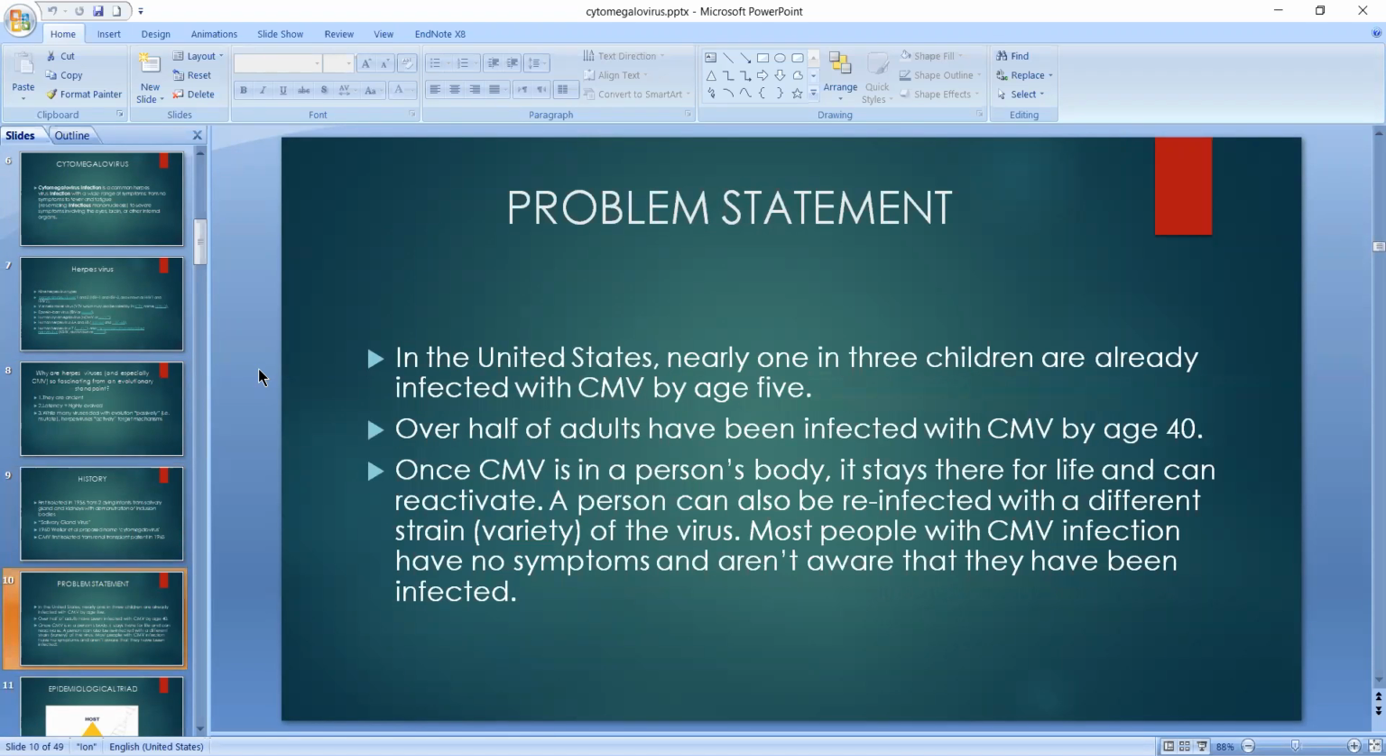1965. Problem statement. In the United States, nearly 1 in 3 children are already infected with cytomegalovirus under the age of 5. Over half of adults have been infected with cytomegalovirus by age 40. Once cytomegalovirus is in a person's body, it stays there for life and can reactivate. A person can also be reinfected with a different strain of the virus. Most people with cytomegalovirus infection have no symptoms and are not aware that they have been infected.